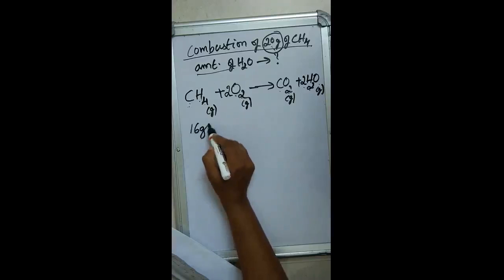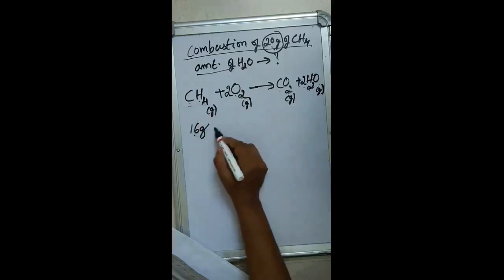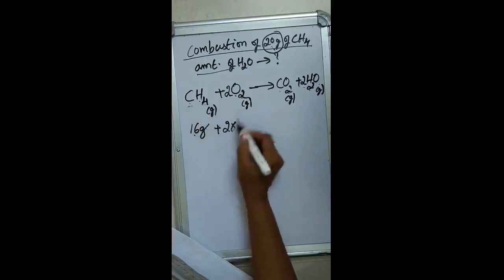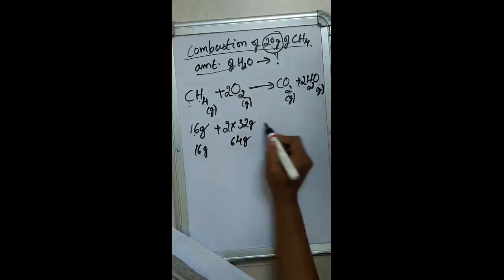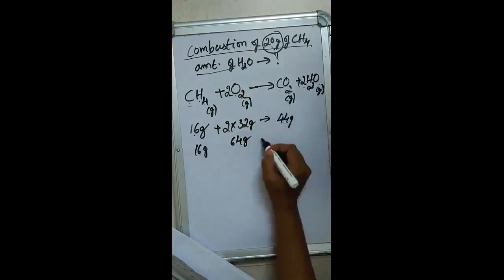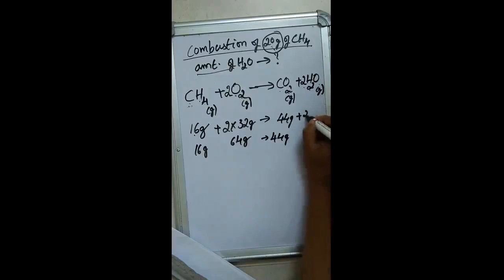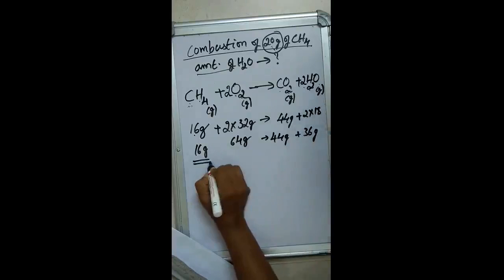So 16 gram: 1 into 12 plus 4 into 1 is 16 gram. Here 2 into 32 is 64 gram. Here I will write 16 gram. Here it is 44 gram of carbon dioxide. For water it is 2 into 18, so it is 36. So for 16 gram.